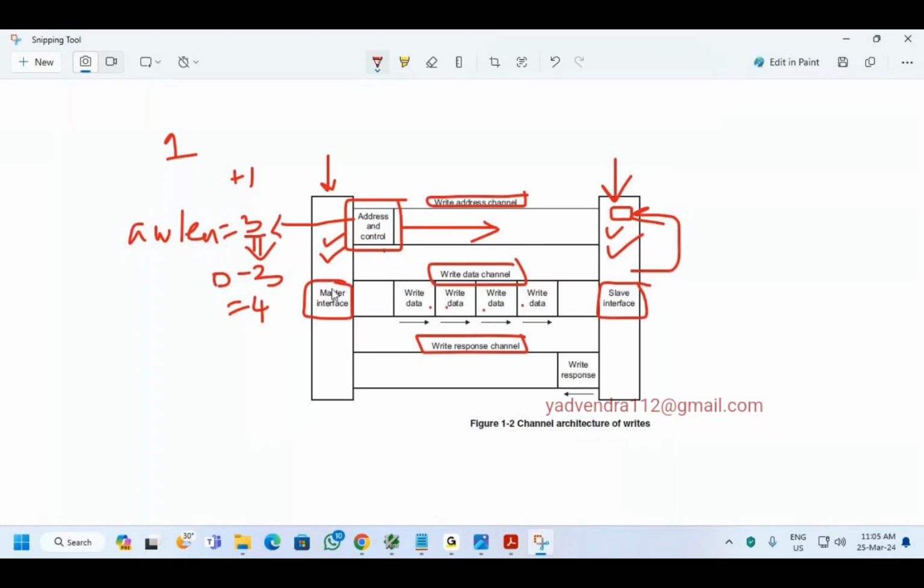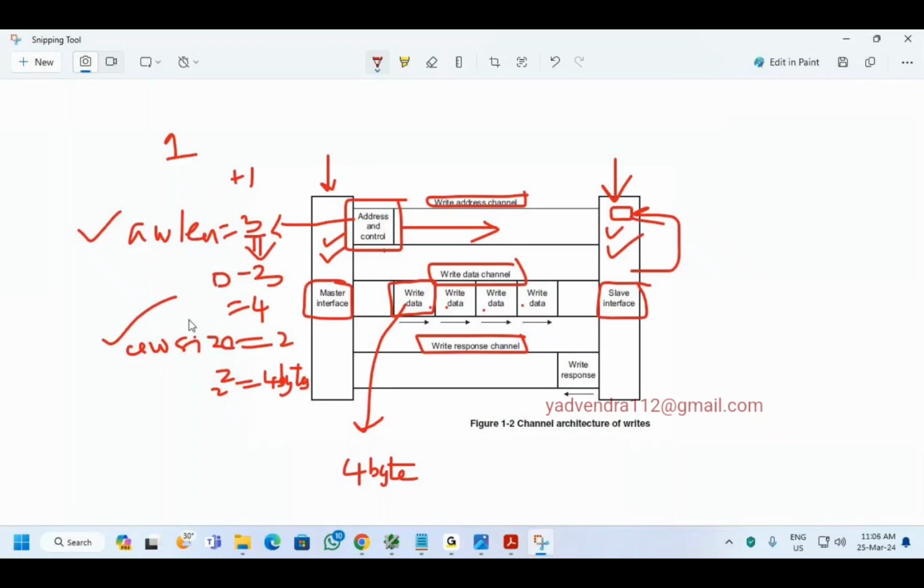Now there is one more signal, AW size. AW means write address, and the size, assumption 2, means 2 to the power of 2, that is equal to 4 bytes. That means each data item is of 32-bit length, 4 bytes. This is 4 bytes, this is 4 bytes, this is 4 bytes, this is 4 bytes. It is sending 32 bits of information. All of this information, length, size, type and everything, is part of the address and control information.